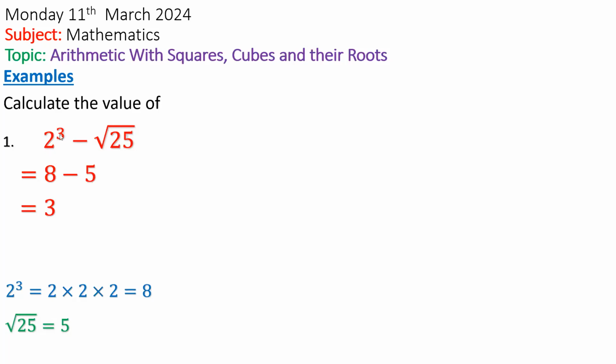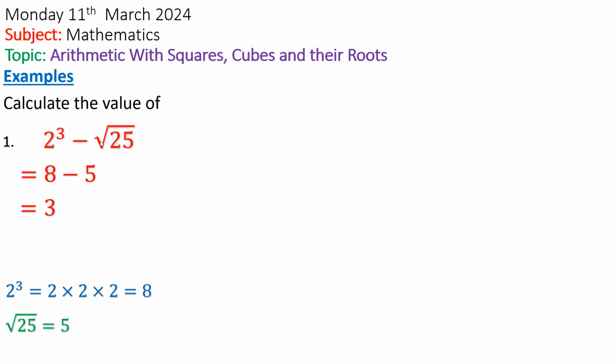The first thing you have to do is 2 cubed. That's going to give us a cube number because we have to involve multiplication 3 times. So we write 2 times 2 times 2, which gives us 8. So we put the 8 there.